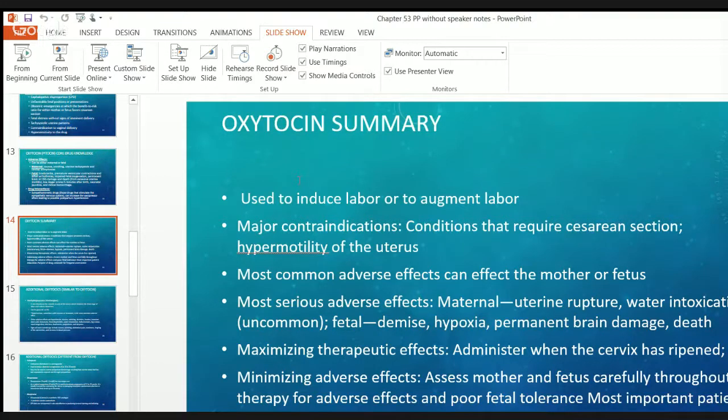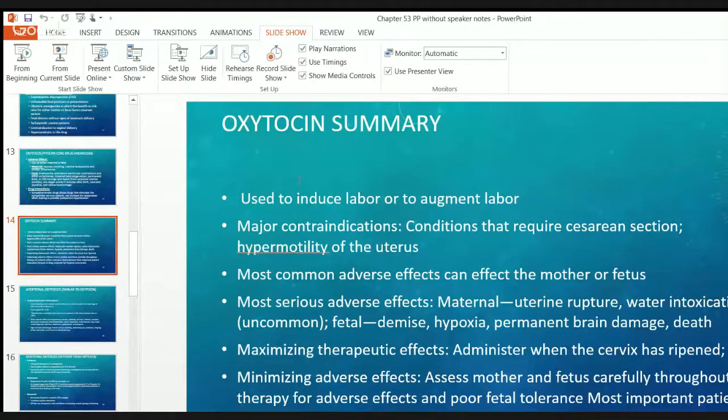So to maximize therapeutic effects, we want to administer when the cervix is ripened. To minimize adverse effects, we want to assess the mother and fetus carefully throughout therapy for adverse effects and poor fetal tolerance. Again, we have 2 patients, so we're going to have to monitor both of them. And most important, patient education is going to be the purpose of the drug, rationale, and frequent assessment. This medication is typically only going to be given to women who are supposed to be in labor, unless it is an emergency where we feel like she could tolerate labor and does not require a cesarean section. So typically, it's going to be used in the 3rd trimester of pregnancy.